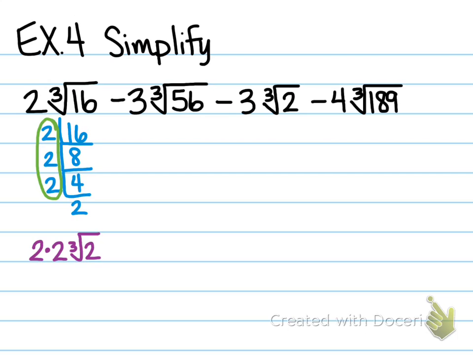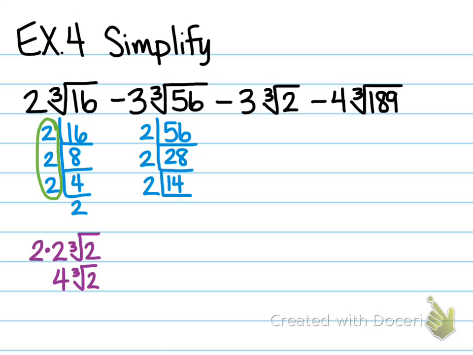Okay, so 2 times 2 is just going to be 4 cubed root of 2. Let's go to the next term, negative 3 cube root of 56. So 56, factor it out. 2 goes into 56 28 times. 2 goes into 28 14 times. 2 goes into 14 7 times.